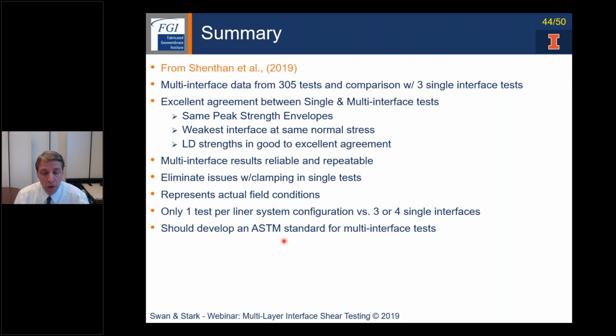And I think it's time to develop a standard for the multi-interface test through ASTM. That has been proposed recently. It's now part of 5321, but I think as it takes shape, hopefully it'll become its own test method.